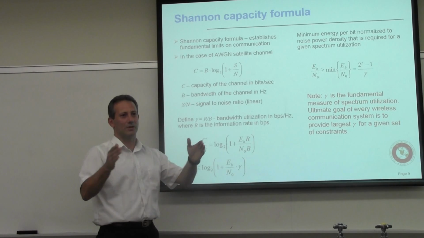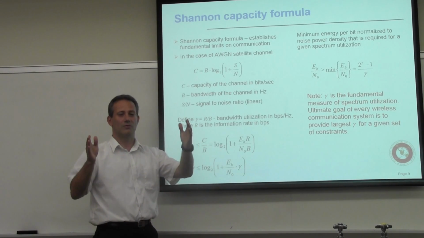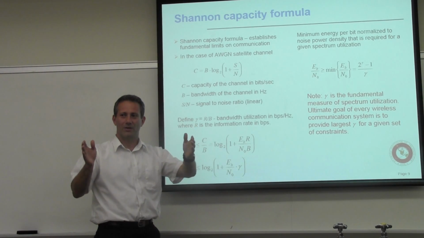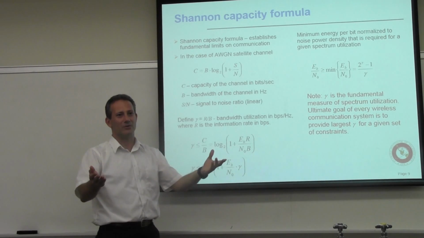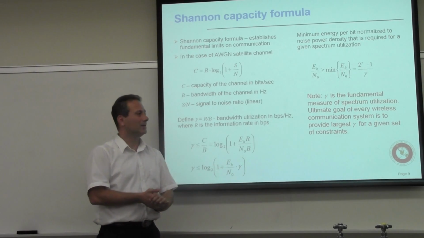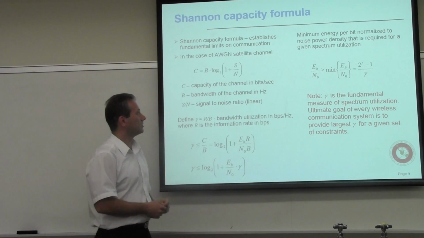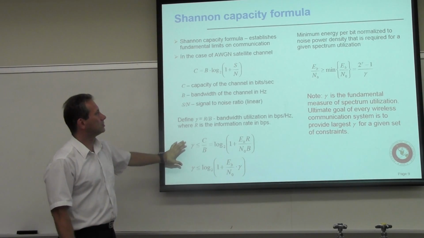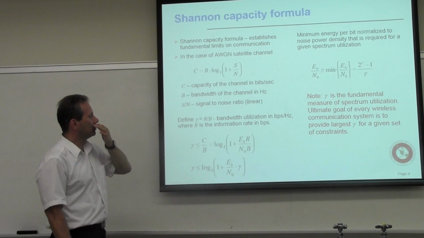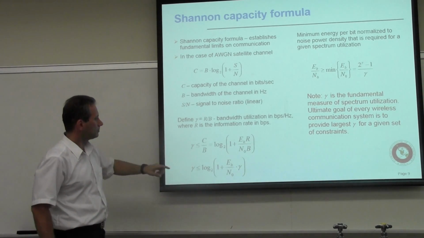No, it doesn't work. If you want to run 1 megabit per second over a 1 kilohertz channel, then you'd better have enormous power to accomplish that, right? And that's what this equation teaches us. Now, I don't think this is in the book, so let me spend a little bit more time here.